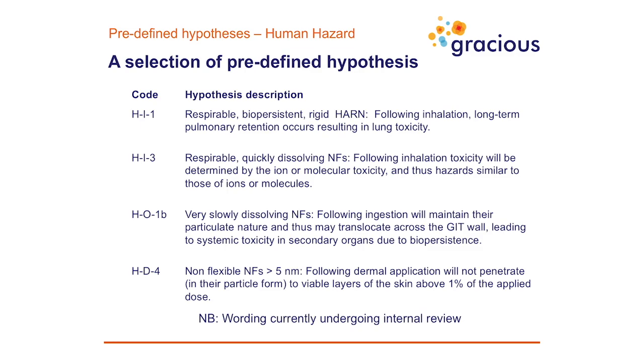The second one corresponds to quickly dissolving nanoforms that after inhalation might induce toxicity that's associated with their ionic or molecular forms. For the third one, we have very slowly dissolving nanoforms, often known as poor solubility nanomaterials, following ingestion and how they might interact with the gastrointestinal tract wall, leading to translocation. And then for the final one, this is a dermal application for larger nanoforms, with a suggestion that larger nanoforms are unlikely to penetrate the skin.